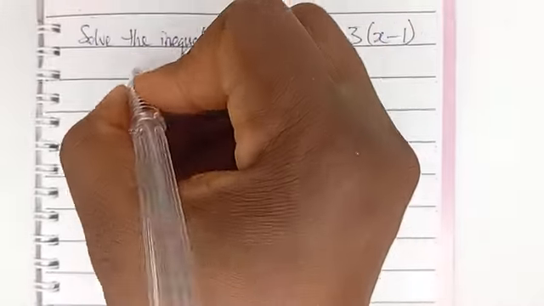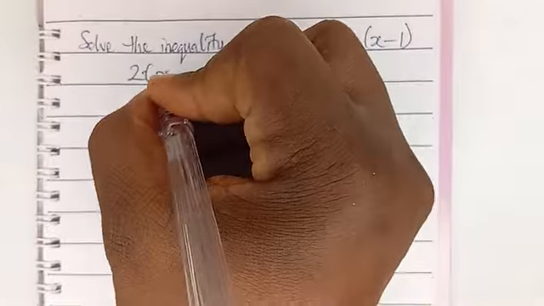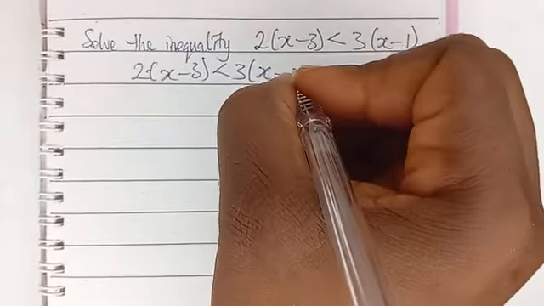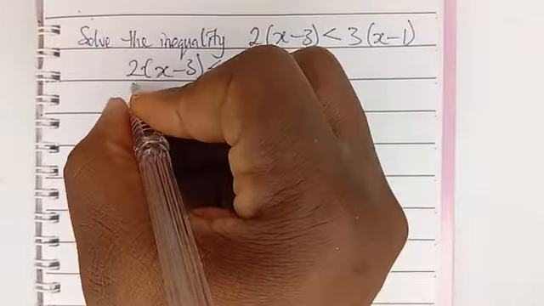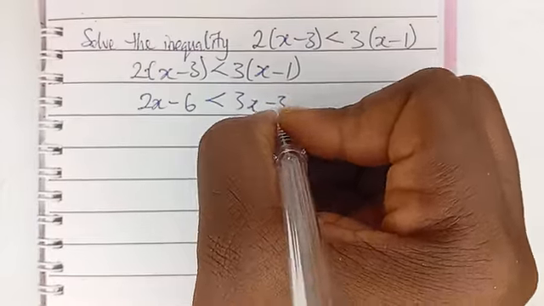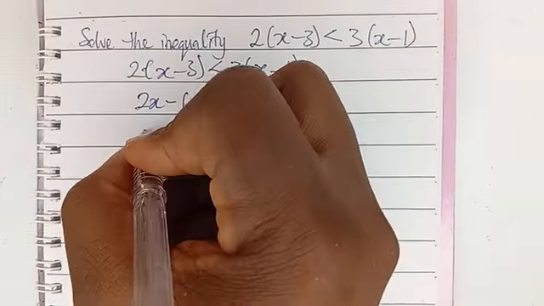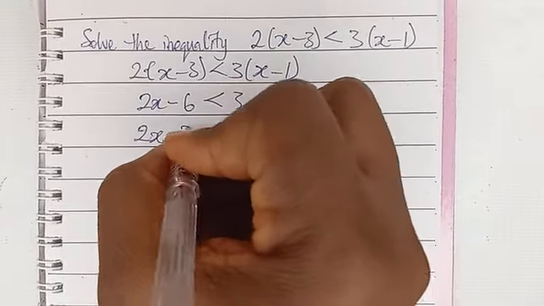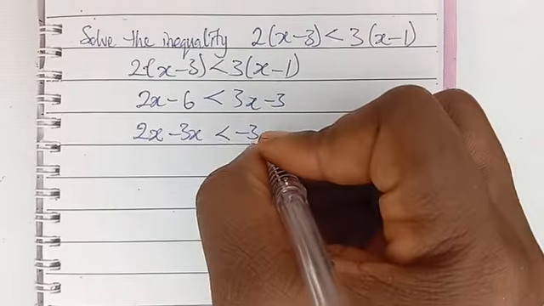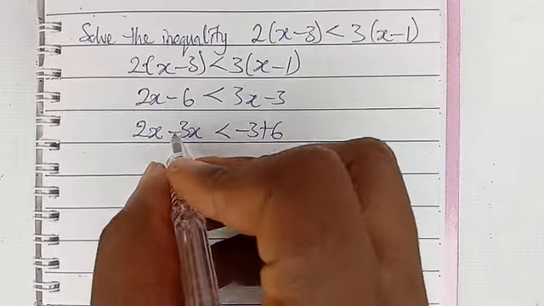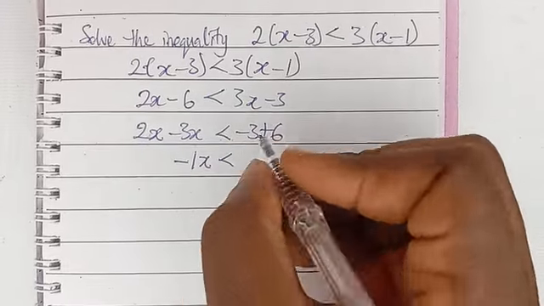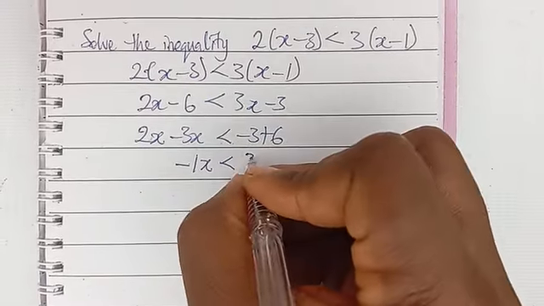Okay, now let's deal with this one that has a bracket. We open up the bracket, we have 2x minus 6 less than 3x minus 3. We collect like terms, right? We have 2x minus 3x less than negative 3 is already here. Then this negative 6 crosses over to be a plus 6. 2x minus 3x is minus 1x, or just minus x. We have negative 3 plus 6, that is positive 3.